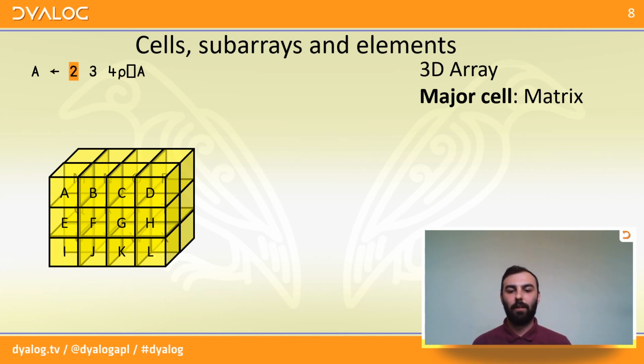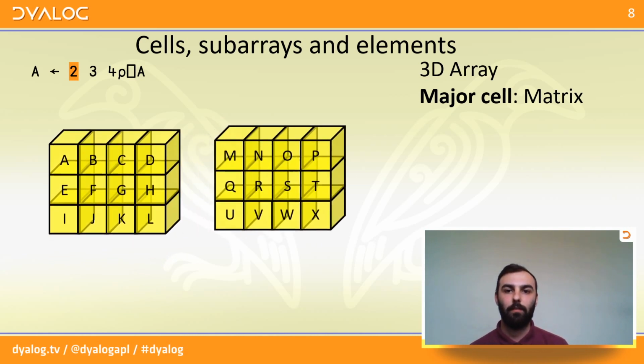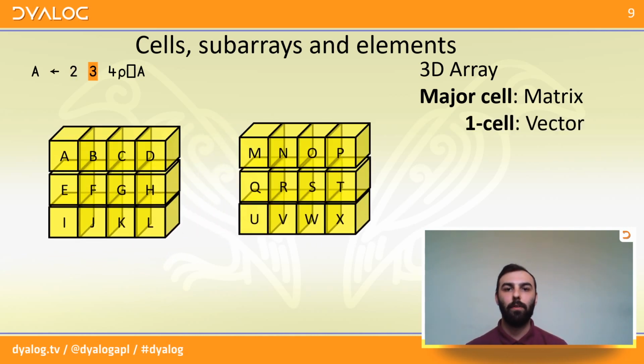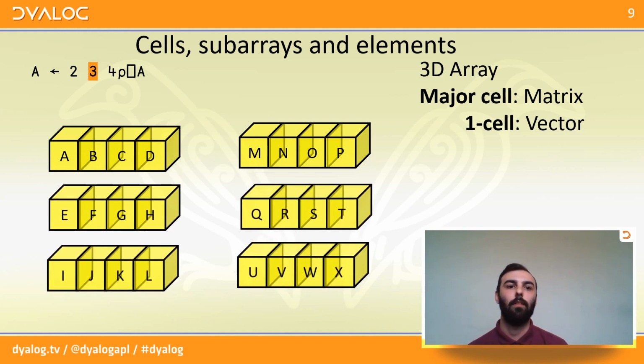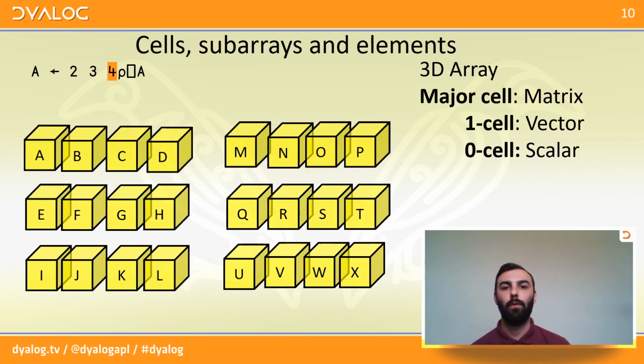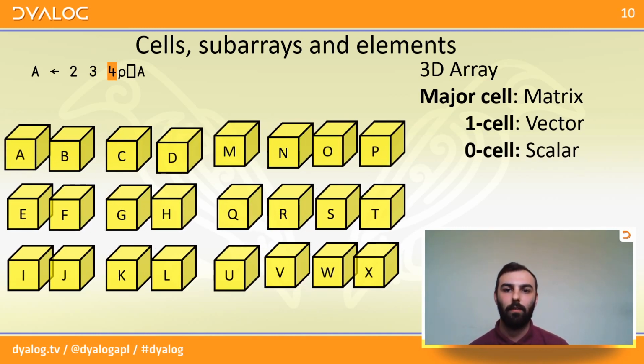So, for any array, the major cells are the rank -1 cells. So, for our example 3D array, our major cells are matrices, and there are 2 of these. Each of these matrices has 3 1-cells contained within, and those can also be referred to as the rows of a matrix or vectors. And then we have 4 0-cells or scalars in each of those.